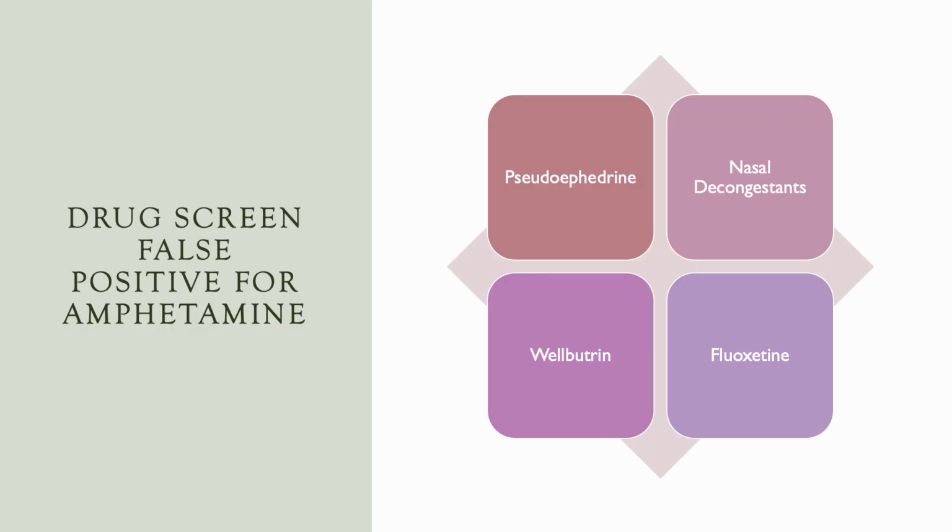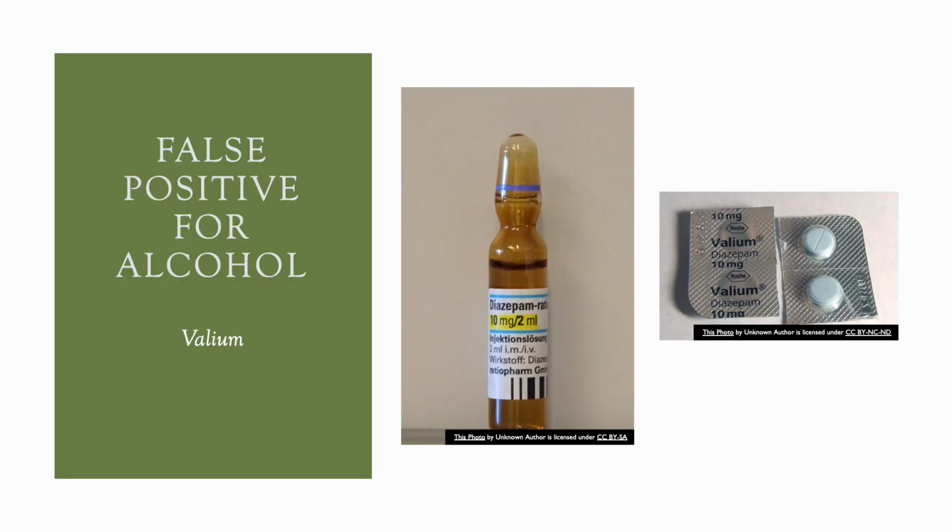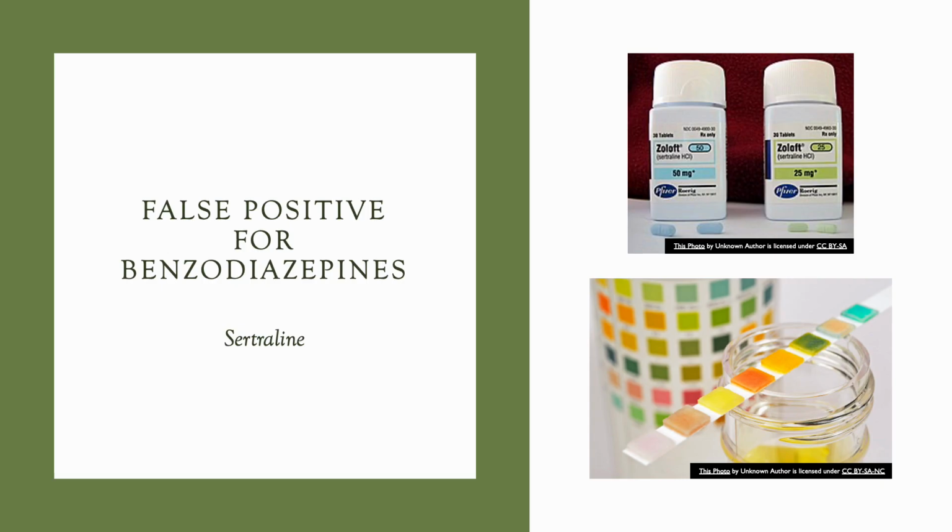And then drug screen. Drug screen false positive for amphetamine can be caused by pseudoephedrine, nasal decongestants, Wellbutrin, and fluoxetine. False positive drug screen results for alcohol could be from Valium. If you're taking Valium, it could be a false positive result for alcohol. False positive drug results for benzodiazepines can occur if the person is taking sertraline.